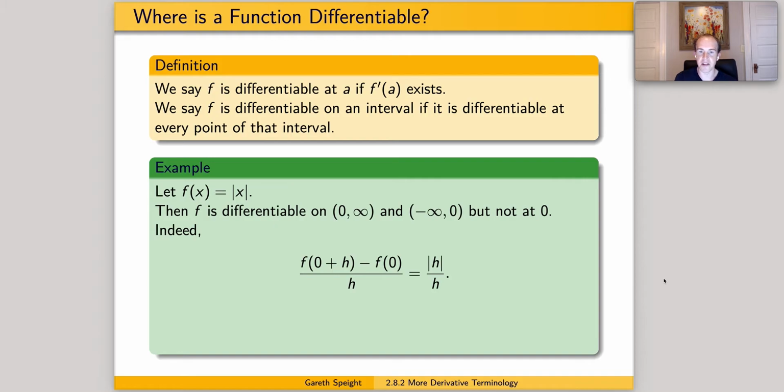So if we want to know what happens at 0, we have to go back to the definition. So we look at f of 0 plus h minus f of 0, divided by h. Go back to the definition of derivative. Make sure you remember that formula.